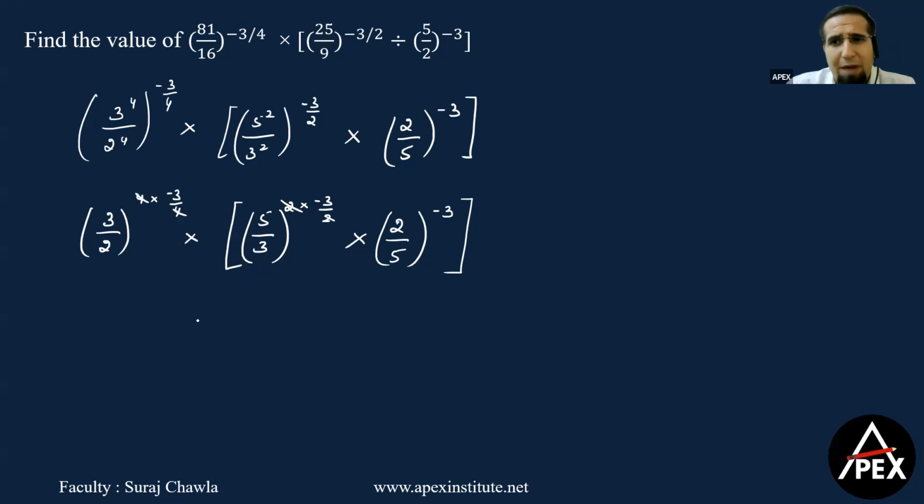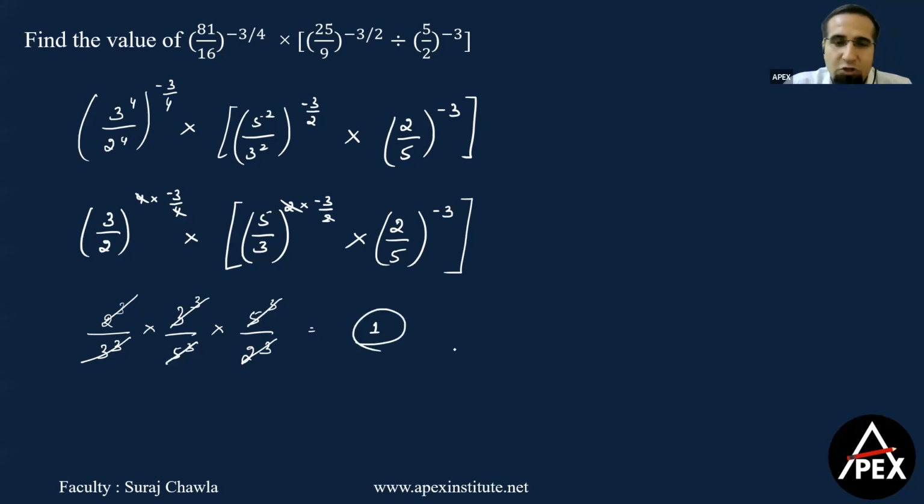Now, let's make all the powers positive here. To make the powers positive, I need to flip the fraction. So this becomes 2 cube by 3 cube, multiplied with this becomes 3 cube by 5 cube, multiplied with this becomes 5 cube by 2 cube. So this 2 cube and this 2 cube get cancelled. Similarly, this 3 cube and 3 cube get cancelled, and this 5 cube and 5 cube get cancelled, and therefore the final answer is going to be 1. So a complex question like this gives us the answer 1.